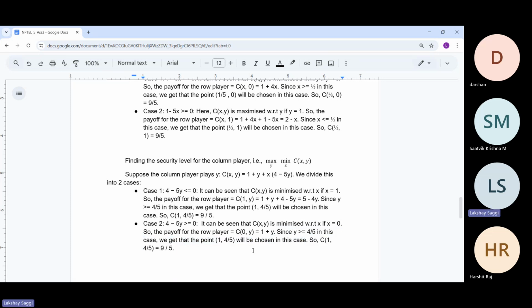But in this case, what we'll want is, if we want to maximize over the whole y, then we want y to be as large as possible. But note that y is bounded by 4 by 5 here. So y can't be larger than this. So exactly at the point 4 by 5, we'll have the maximum, and x is actually 0 here and y is actually equal to 4 by 5. And in this case, 0 comma 4 by 5 will be chosen, and you can see that its value will come out to be 9 by 5 also.